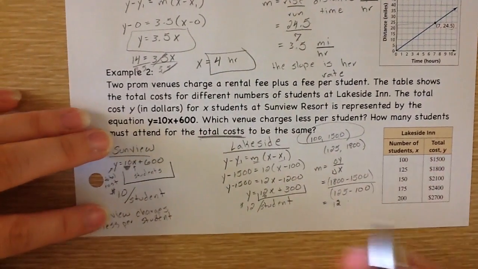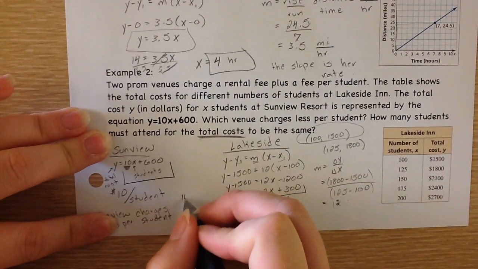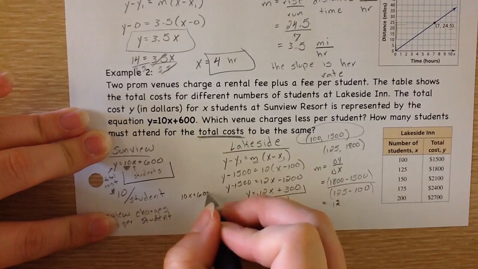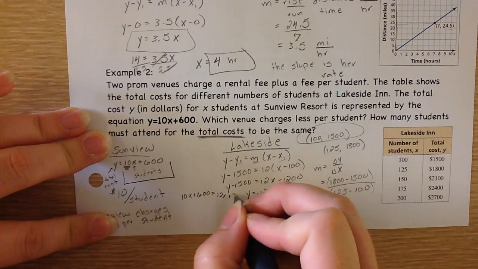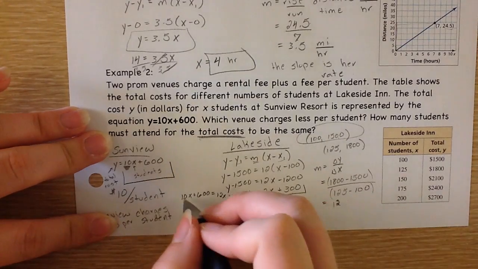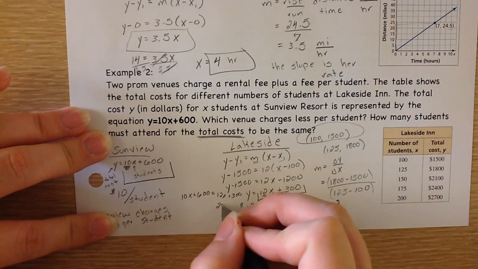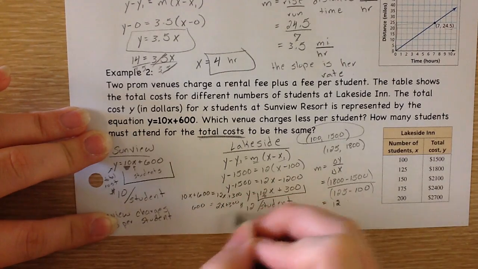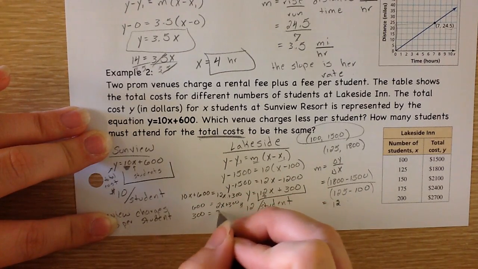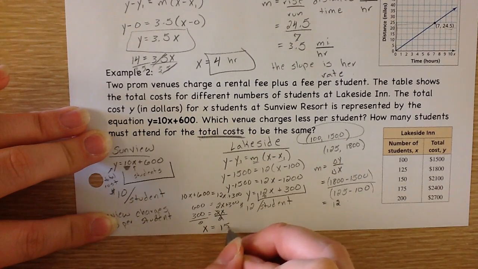I could guess and check, or I can just set them equal to each other and solve. 10x plus 600. Want to know when does that equal 12x, running out of room, plus 300. Okay, so let's subtract the 10x over here, so it'd be 2x plus 300 equals 600. Subtract the 300 over, 300 equals 2x. Divide both sides by 2, x equals 150.